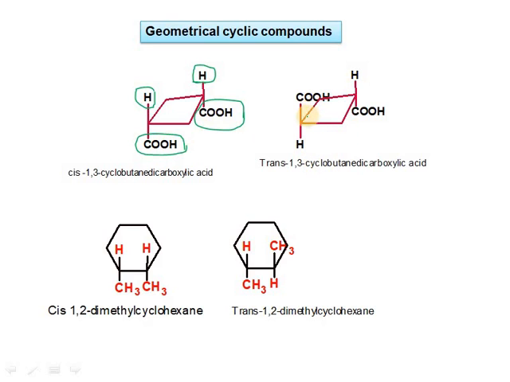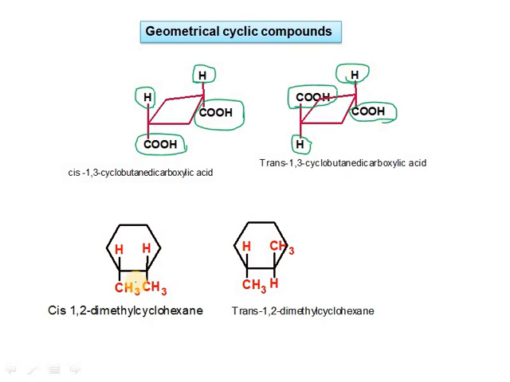In the second structure, it is clearly seen that these carboxyl groups are above the plane and these carboxyl groups are below the plane, and therefore these compounds are trans compounds. Comparing the other atoms, these hydrogens are below the plane of the ring and these hydrogens are above the plane of the ring, therefore these compounds are trans.